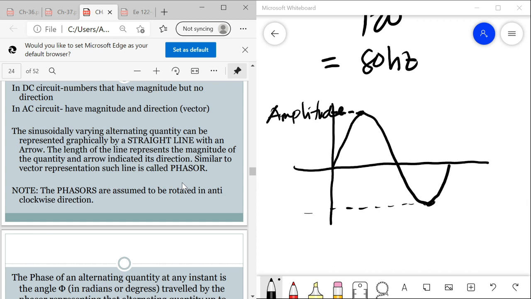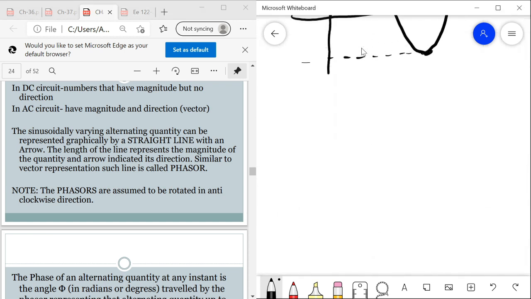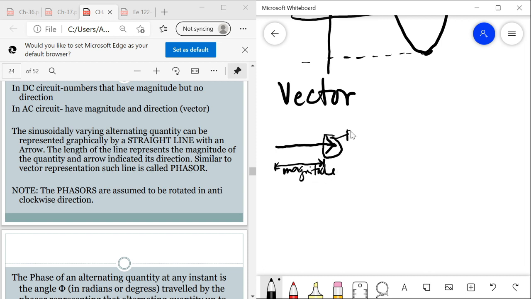Similar to vector representation, such a line is called a phasor. So a vector has a magnitude and direction. Example, we have an arrow. The length of this arrow is what we call the magnitude. And the direction of this arrow, of course, is the direction. Example, our reference will be the x-axis. So this is our reference, the x-axis, and we have a vector here. Let's say this one. The vector has its magnitude, and the direction is going to the right, upper right.